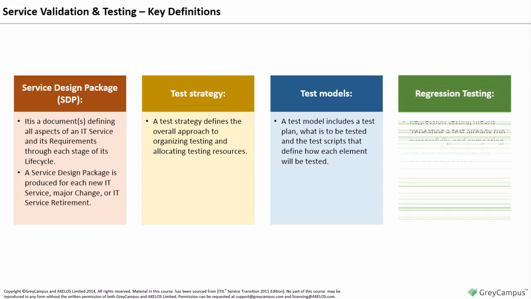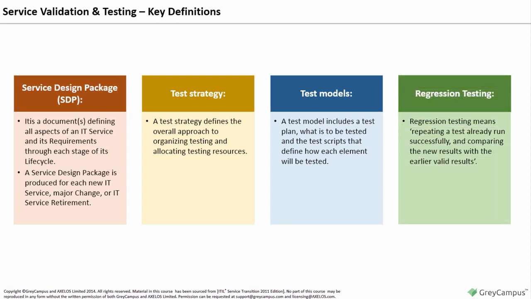Regression testing. Regression testing means repeating a test already run successfully and comparing the new results with the earlier valid results. During each iteration of true regression testing, all existing validated tests are run and the new results are compared with the already achieved standards.